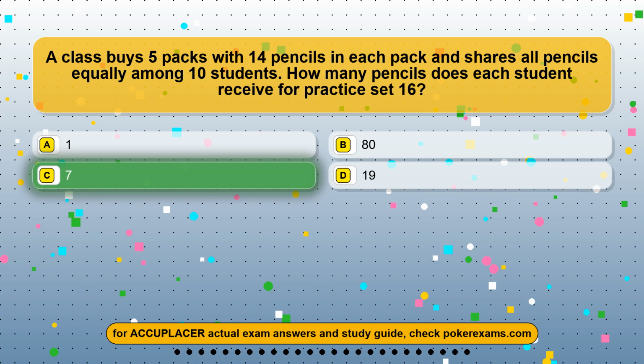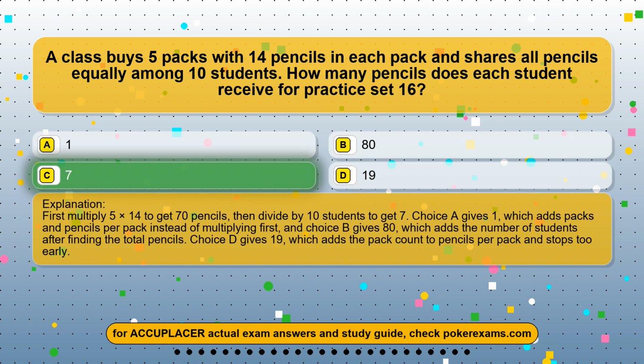The correct answer is option C, 7. First multiply 5 times 14 to get 70 pencils, then divide by 10 students to get 7. Choice A gives 1, which adds packs and pencils per pack instead of multiplying first, and choice B gives 80, which adds the number of students after finding the total pencils. Choice D gives 19, which adds the pack count to pencils per pack and stops too early.